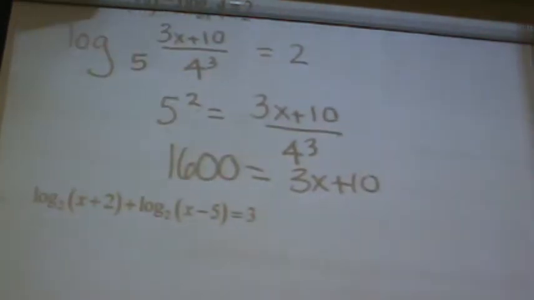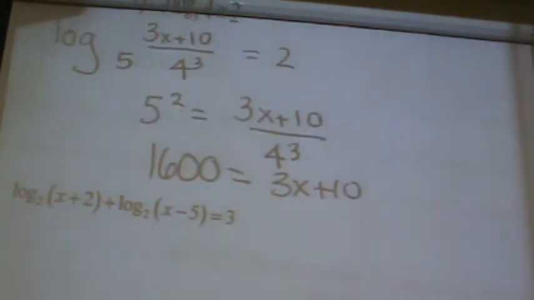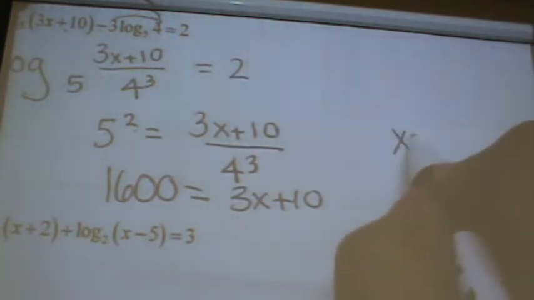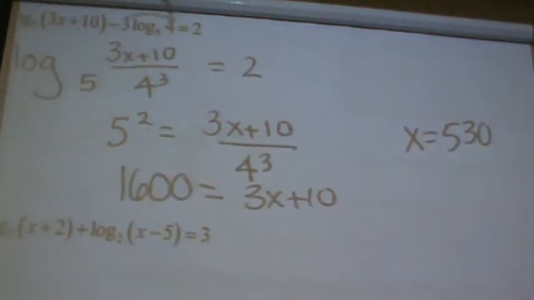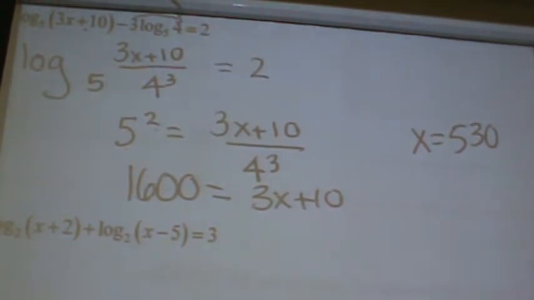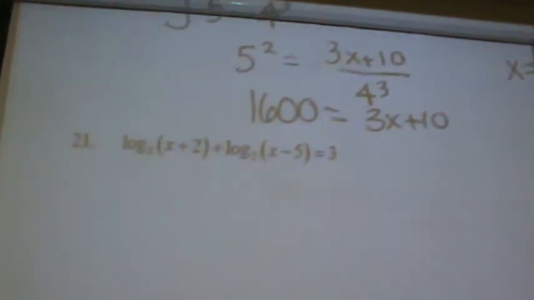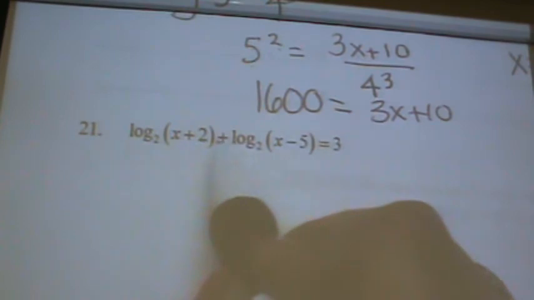Then what would you do? Subtract 10 and then divide by 3. And I got 530 for my answer. Anyone not get that? Number 21, how do you condense the left side?